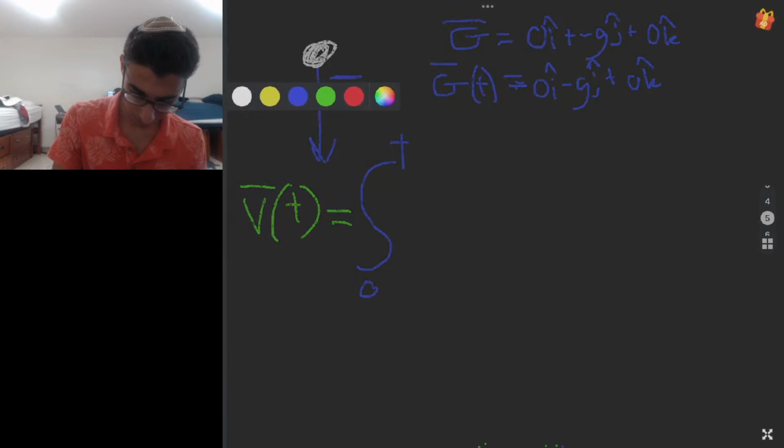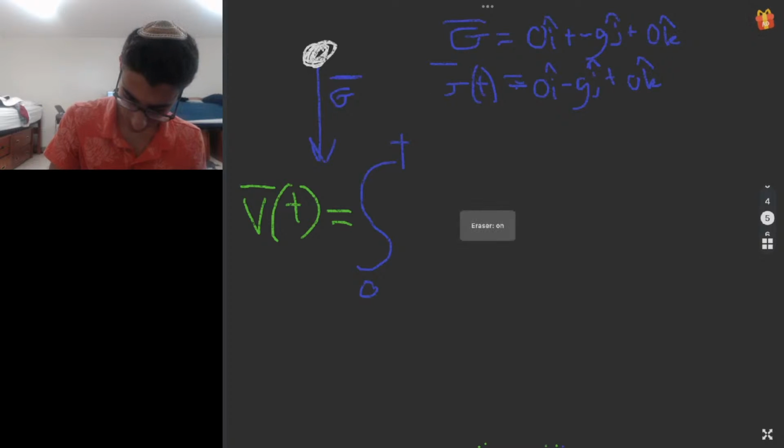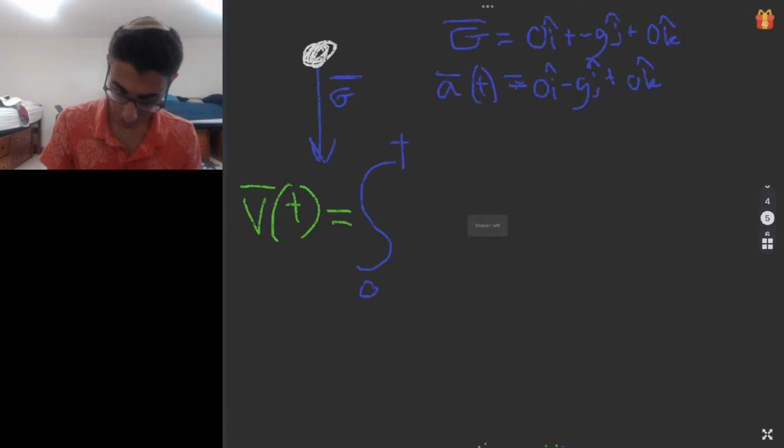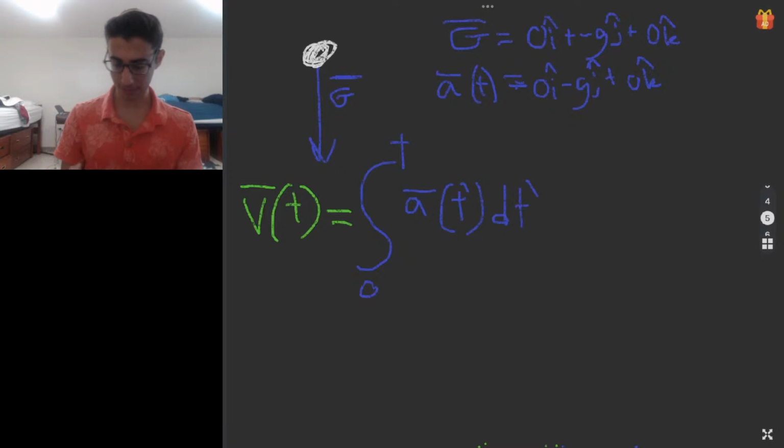So hold on. I want to just show that this is acceleration. So this is acceleration at time t prime. The reason why we put prime here is because I don't actually mean to put this t in here. I just mean to show that it's acceleration, which is a function with respect to time, dt prime. Okay, that's how we would write this.